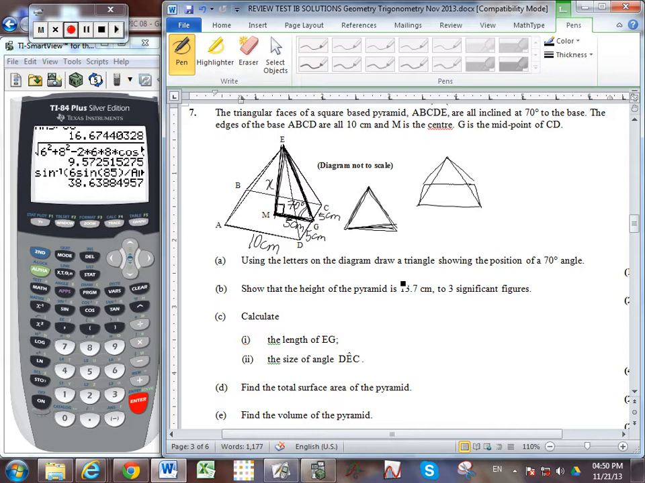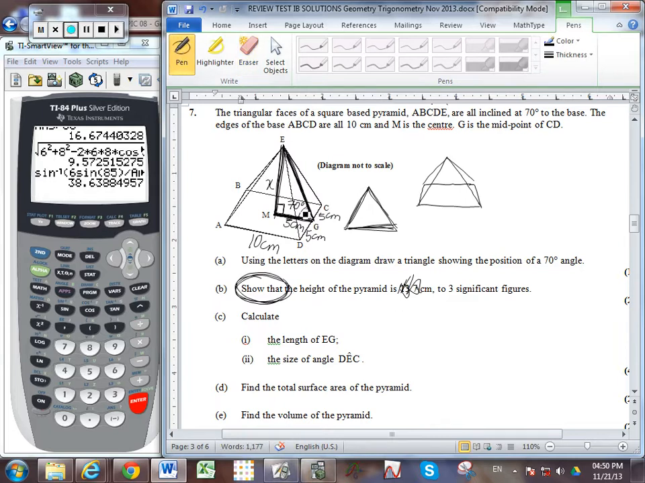Remember, I'm not allowed to write down 13.7 anywhere until the final answer, because it is a show that question. So ignore for a moment that you know what the answer is, and cross it out. Let's find the height. So we've got x squared plus, I can't use Pythagoras, can I? Because I don't know the third side. I said I would use SOHCAHTOA.